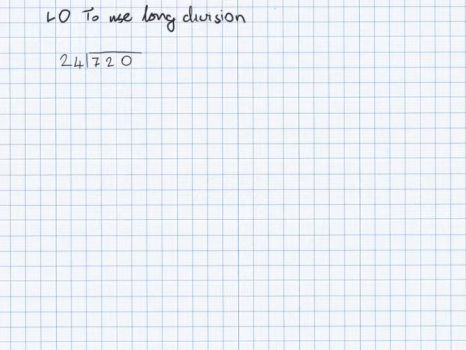There are three basic ways to complete a long division. The first is referred to as the chunking method, and that involves getting multiples of the number you're dividing by. Usually you start with sets of 10 or sets of 20. If we start in this case with a set of 20, you would write 24 times 20, which equals 480. So then you would subtract 480 from 720.